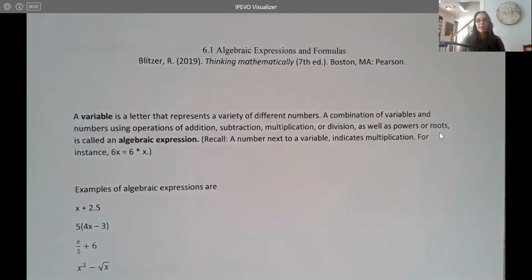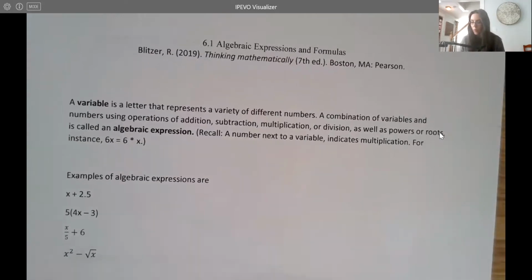We're going to look at 6.1 on algebraic expressions and formulas. And hopefully a lot of this is review for you because you may have seen it in a previous class, whether at college or in high school. But we're still going to go through the key pieces because we do need these tools in order to be successful in the later chapters.